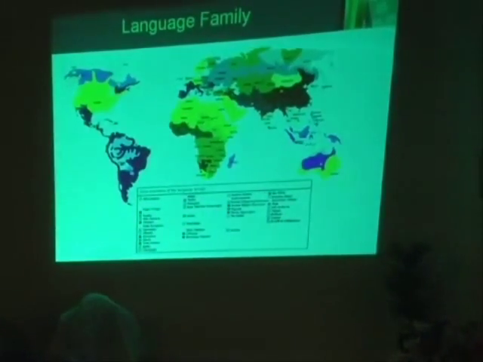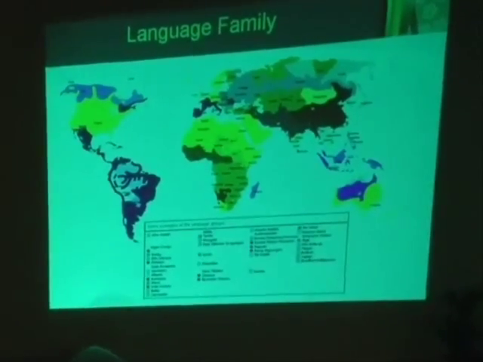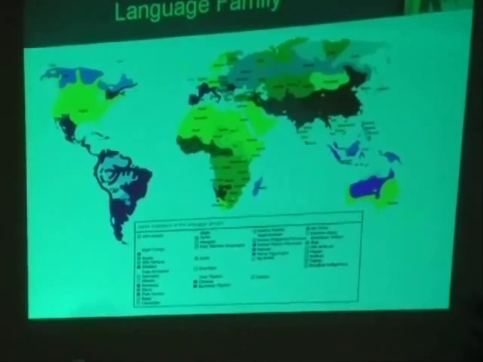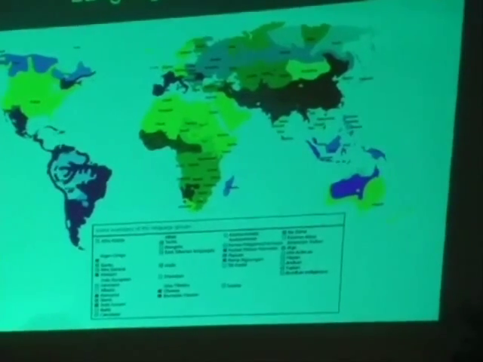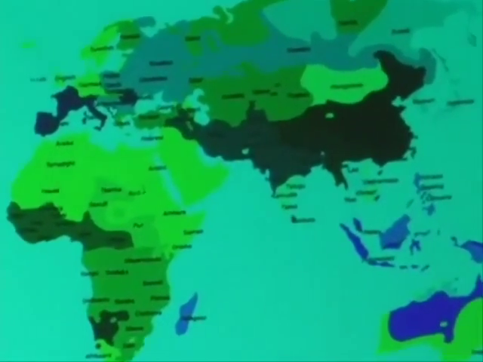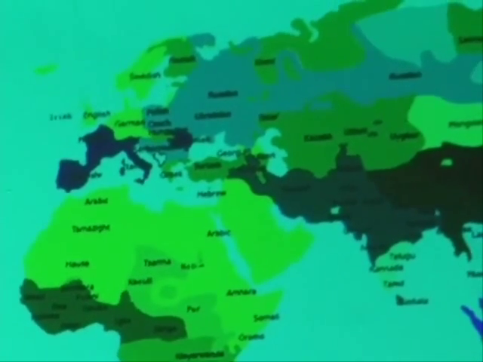So, what do we have today? Today, we have language families that everybody agrees on, that if you study languages, you will find certain similarities. Now, you may not be able to clearly see the names of the families here, but you may have heard of Indo-European languages. Even Persian and English are related because they both belong to the Indo-European language family.